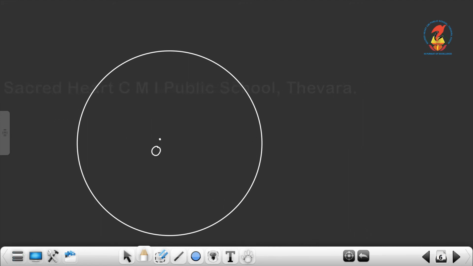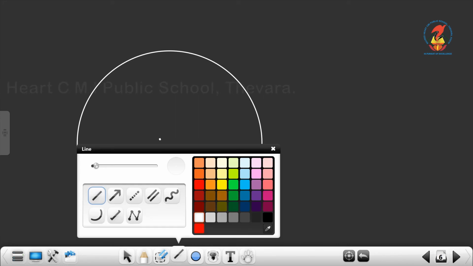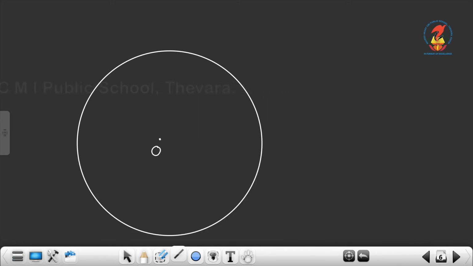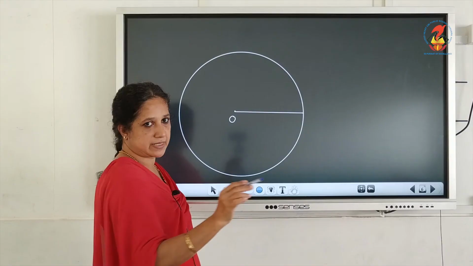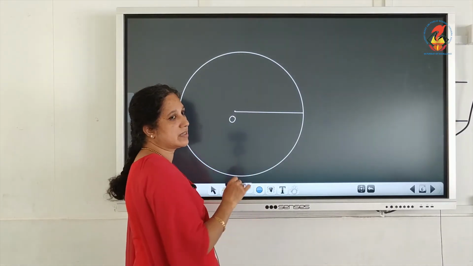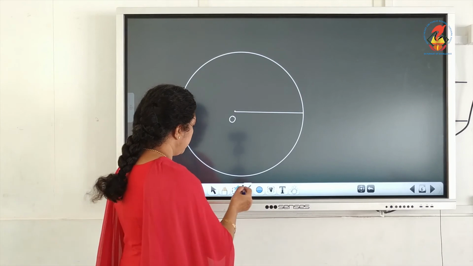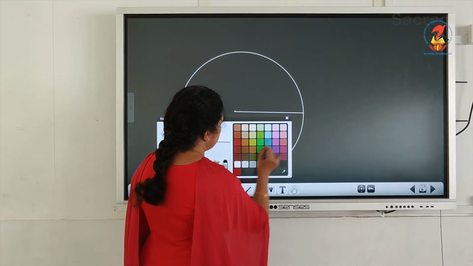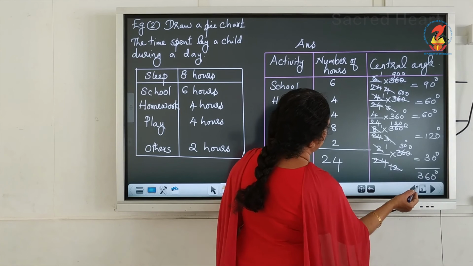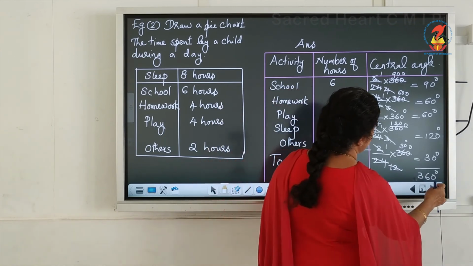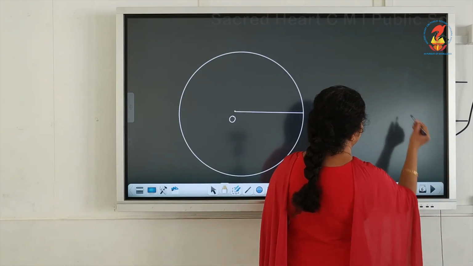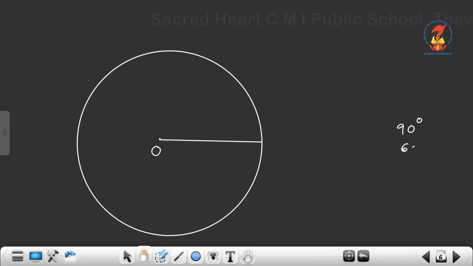Then after that you have to draw a line, that means the radius of the circle, because in order to mark the angles we need a baseline. So this radius of the circle will act as the baseline. Then look at the angles. The angles are 90 degrees, 60 degrees, 60 degrees, 120 degrees and 30 degrees.